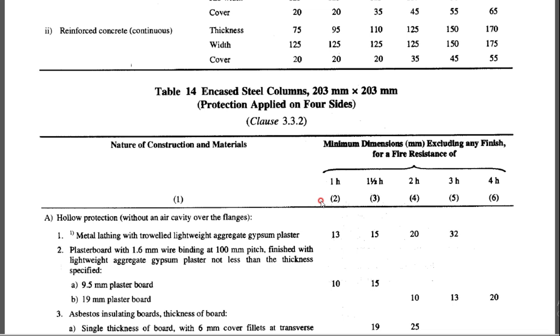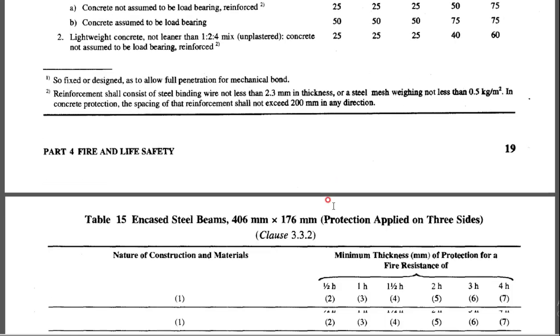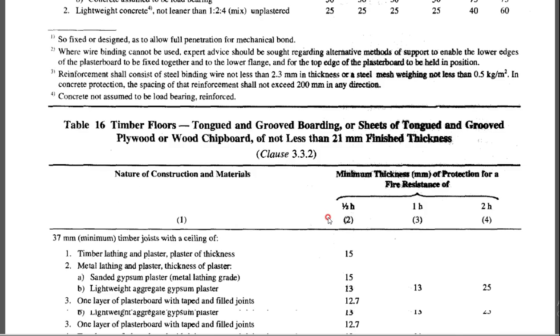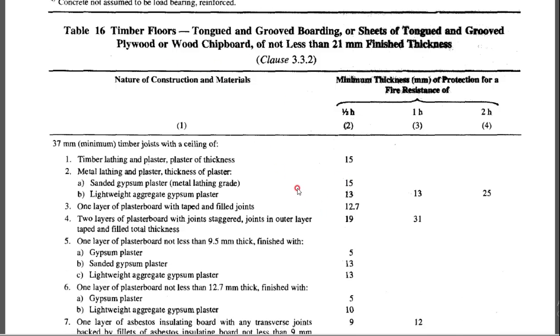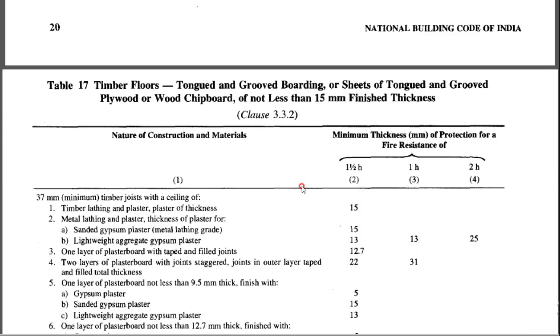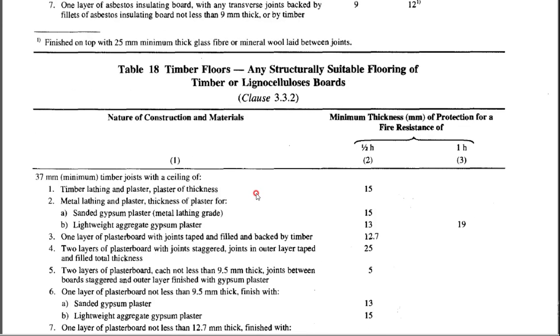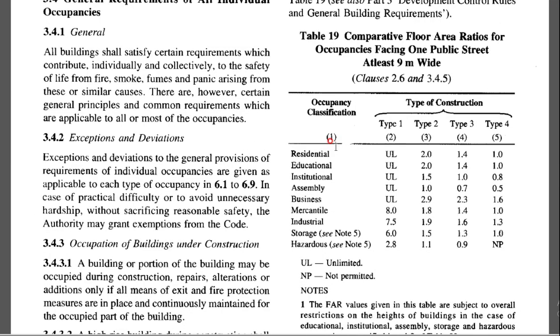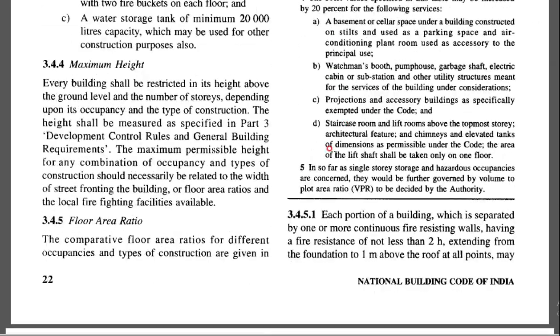Okay, this is for columns. This is not so important. Steel beams. Okay, timber floors. This is also timber floors. Some other data is there. These are the typical minimum thicknesses they have given.